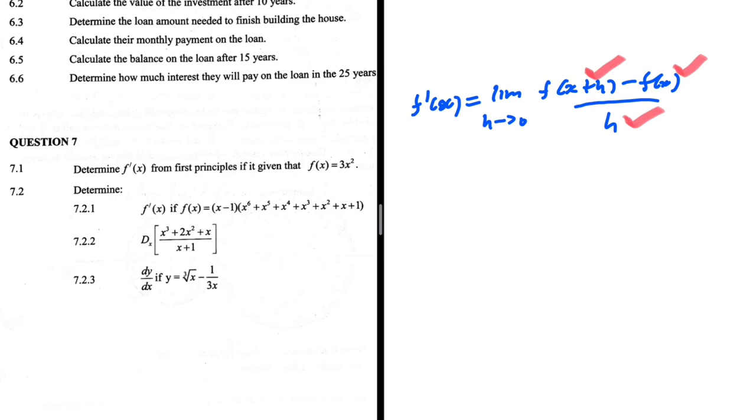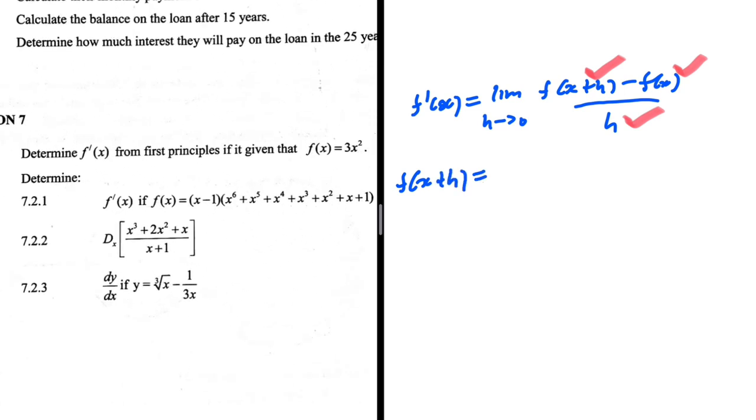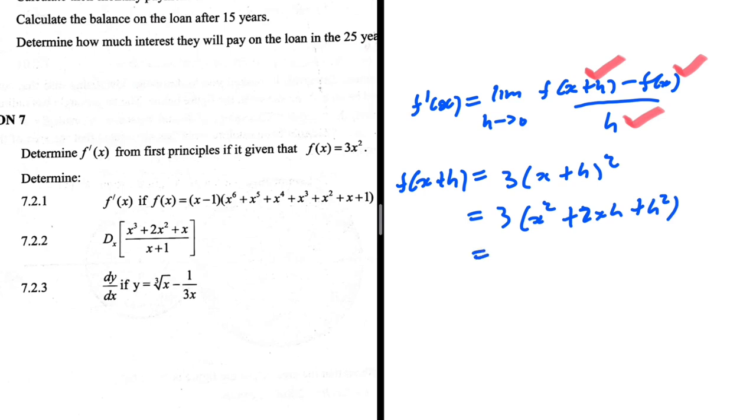So let's work out the numerator first. In the numerator we have f of x plus h. So let's see what happens when we do that. F of x is 3x squared, so we're going to have 3 times x plus h, everything squared. So this is 3 times x squared plus 2xh plus h squared, right? And this will give us 3x squared plus 6xh plus 3h squared. That is f of x plus h.